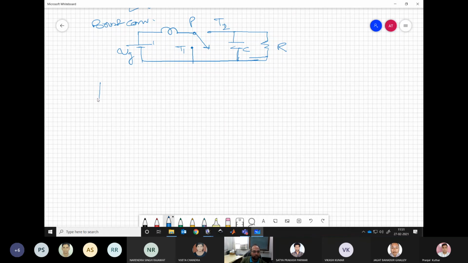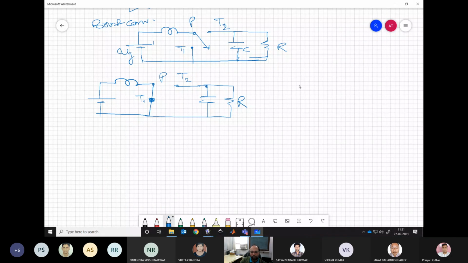Now, the two states. If we draw the first one, when P is connected to T1, it is like this, and T2 is open. So our capacitor is feeding the load in that time. And then we have the other mode, when the charged inductor is now feeding our load, and P-T1 is open.